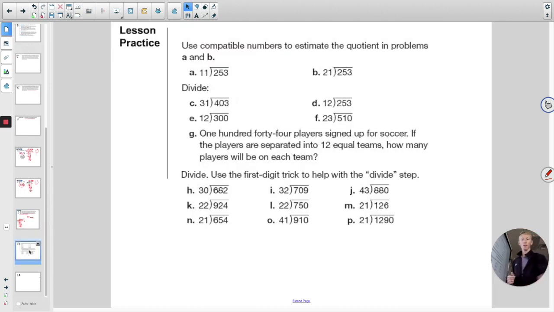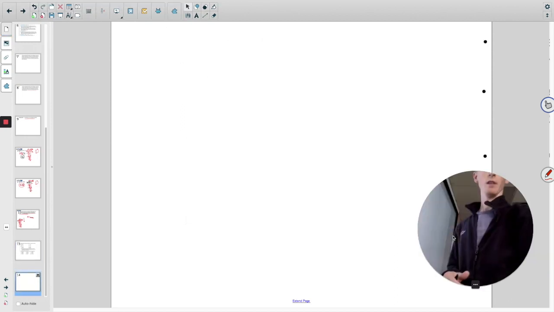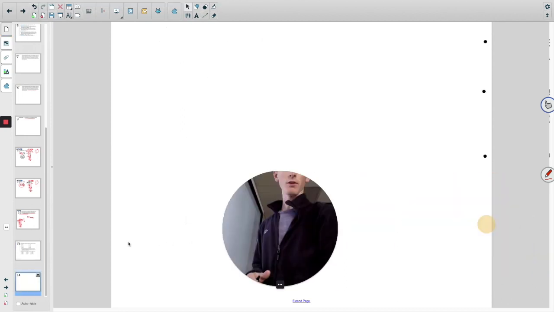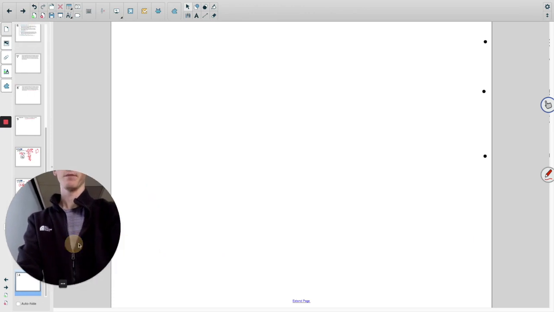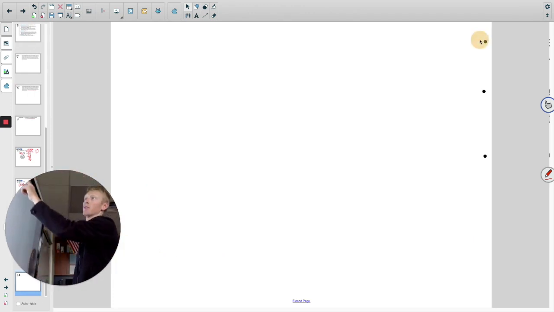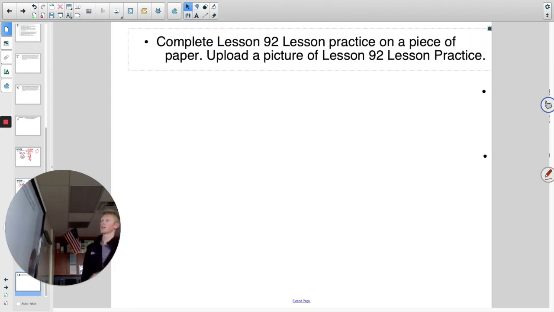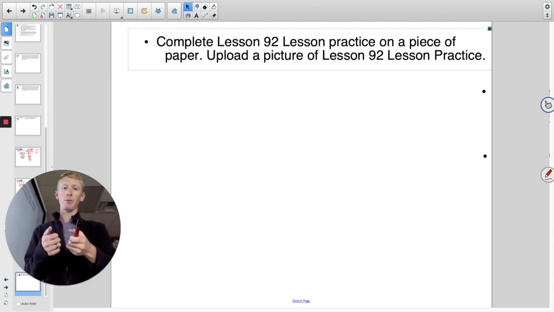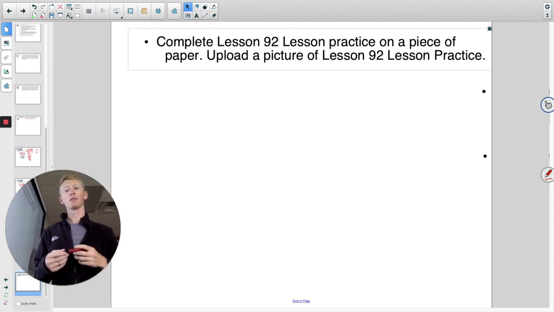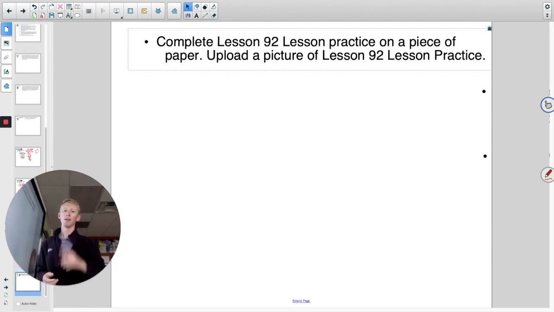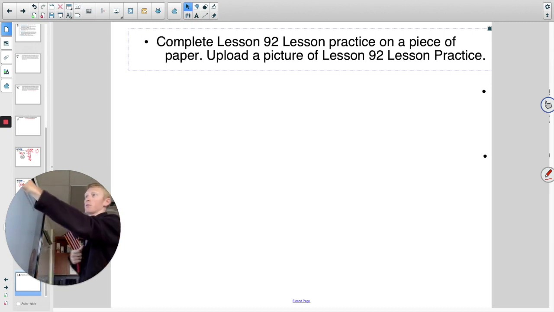All right, here's your lesson practice. Let's talk about your assignment a little bit. All right, so there are 3 parts to your assignment. Part 1 is something you're already used to doing. Complete lesson 92 lesson practice on a piece of paper, and you just take a picture of that sheet of paper and you upload it to the assignments in the general tab. All right, that's part 1 of your assignment. Just the lesson practice. Not 1 through 30, only the lesson practice.